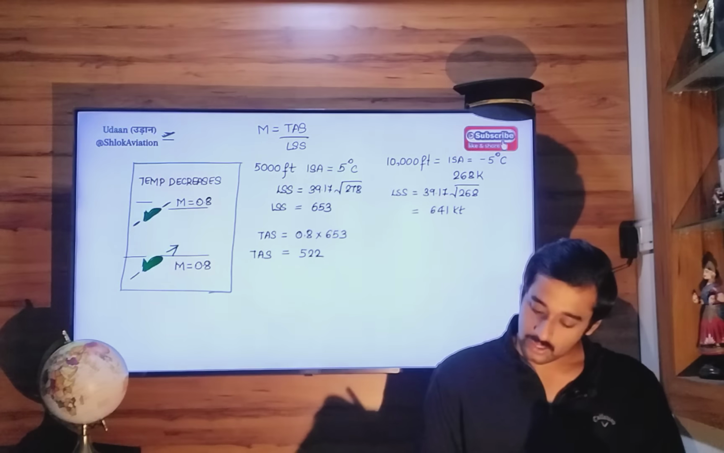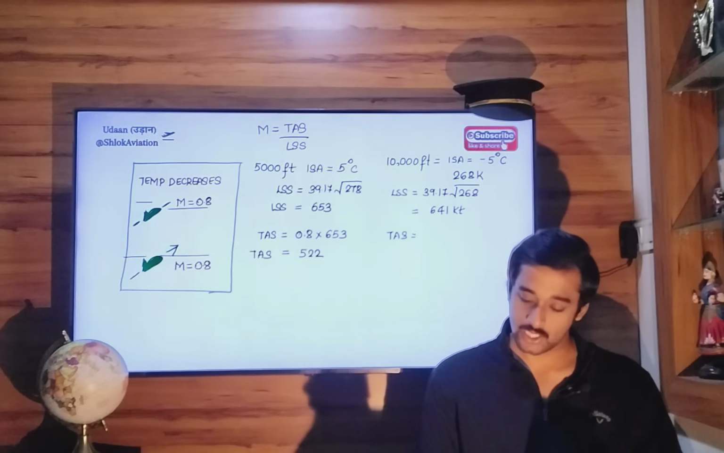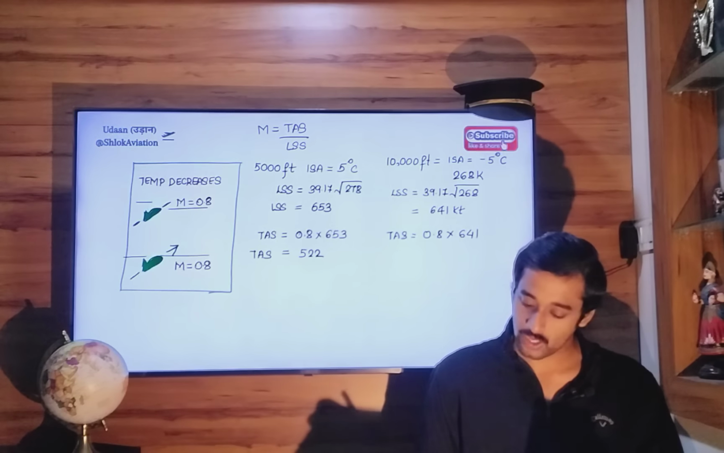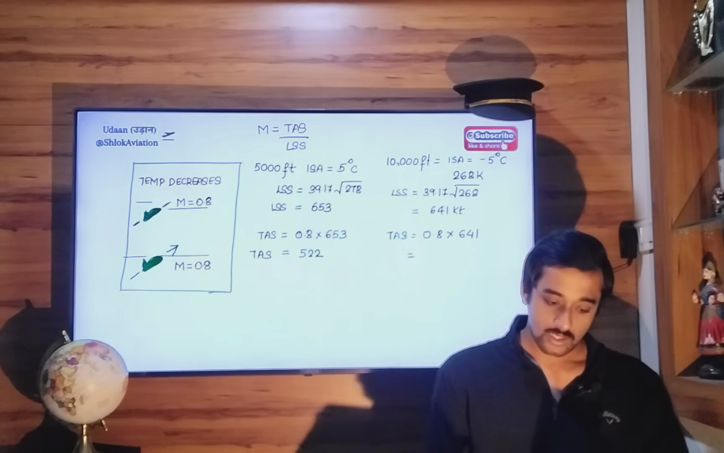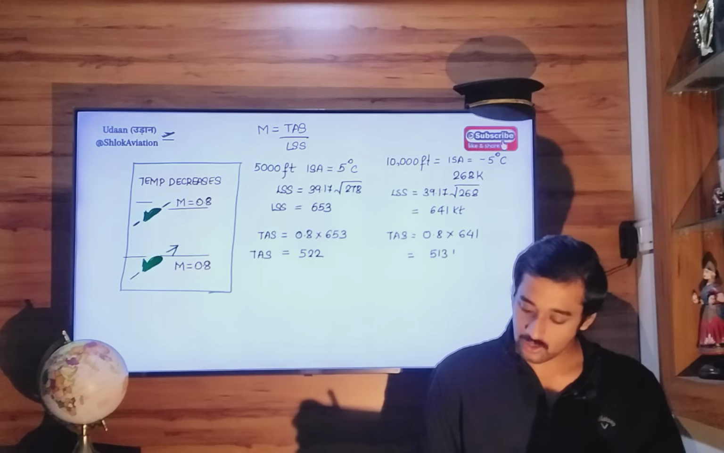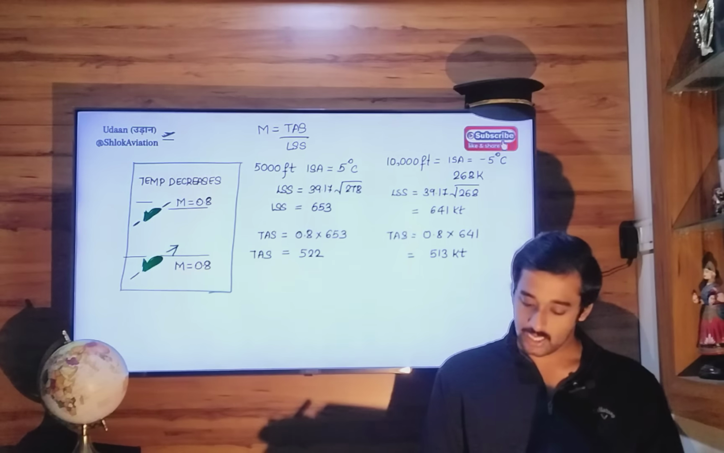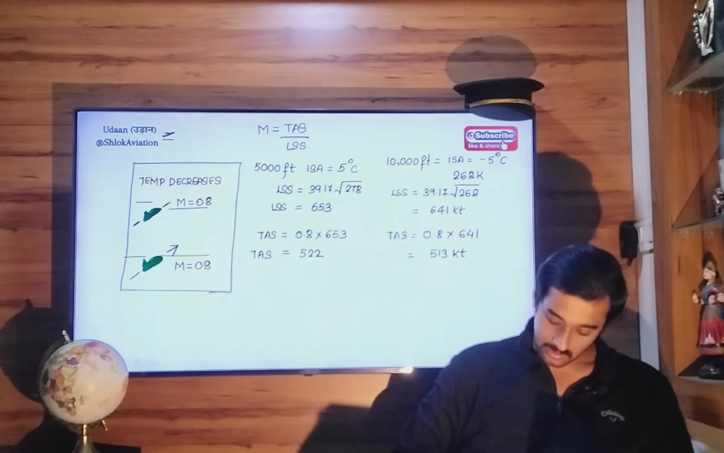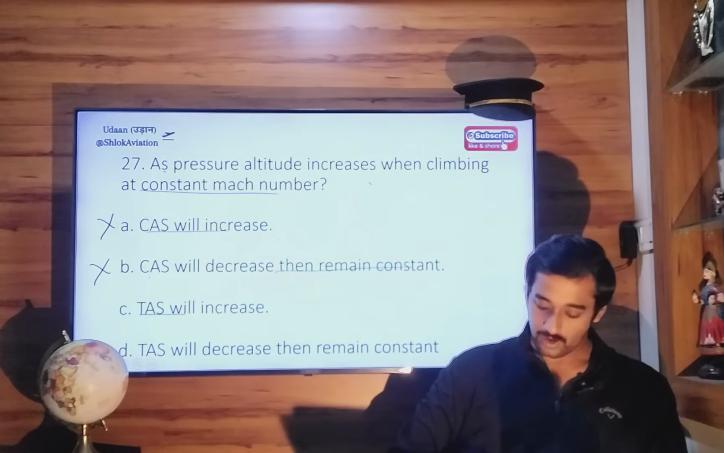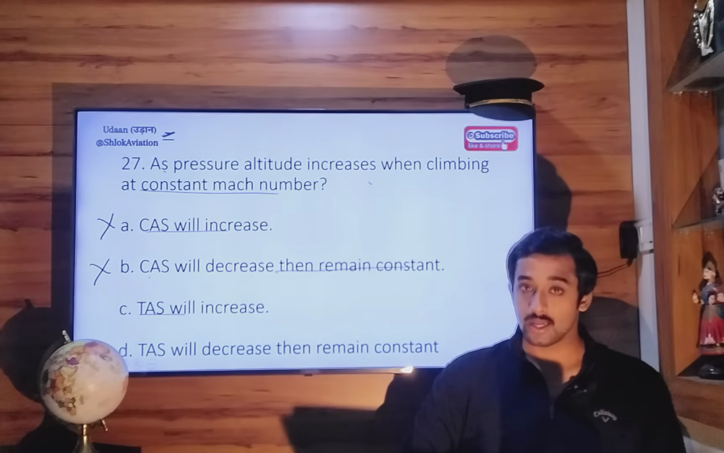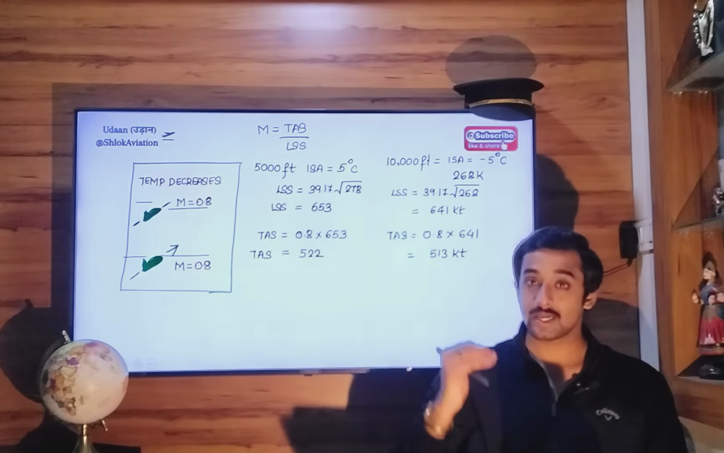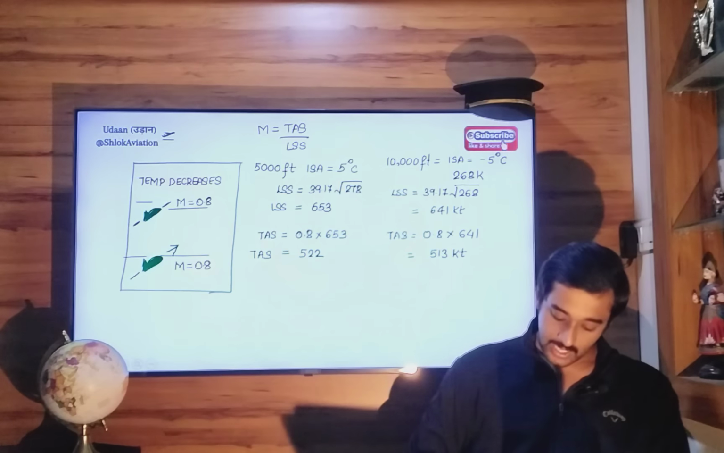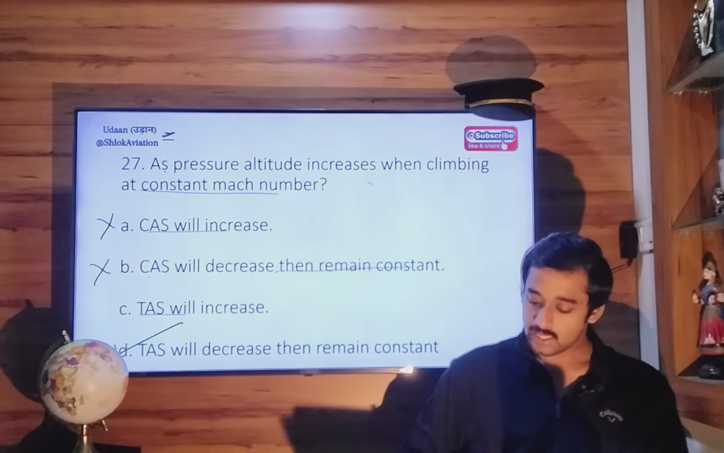Now, TAS at 10,000 feet under these conditions will be Mach number 0.8 times local speed of sound 641. That is equal to 513 knots. So 522 has become 513. That means true airspeed has decreased. This is the demonstration of proof of that. So the correct answer here will be delta: TAS will decrease, then remain constant.